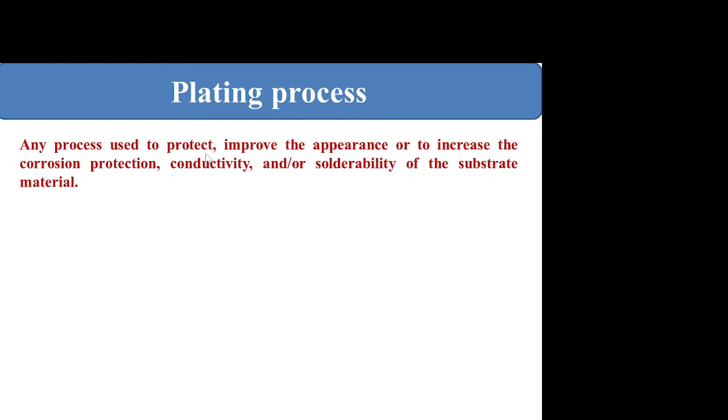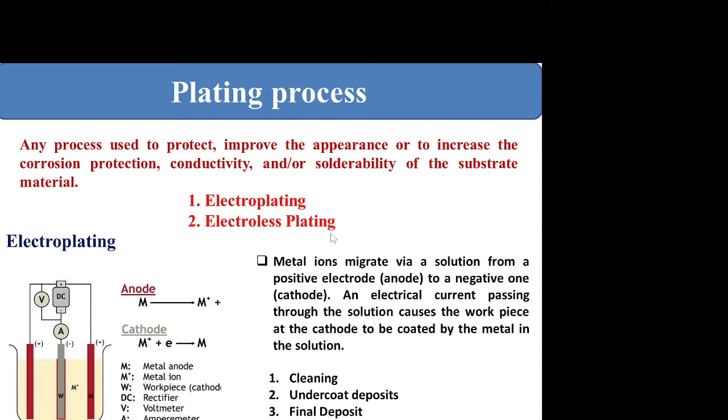Let us discuss electroless plating process. First of all, we see what is plating process. Any process used to protect, improve the appearance, or increase the corrosion protection, conductivity, or solderability of the substrate material is called plating. There are two types of plating process. One is electroplating, second is electroless plating.